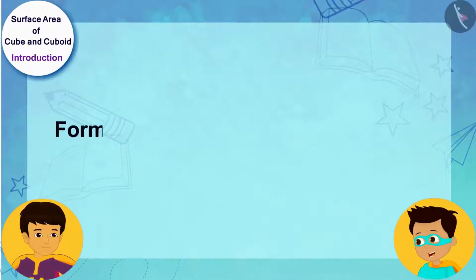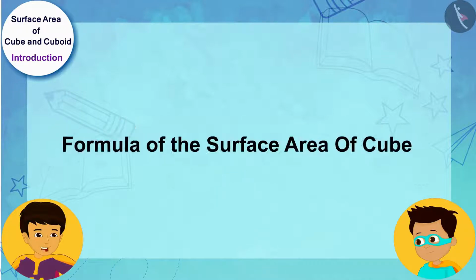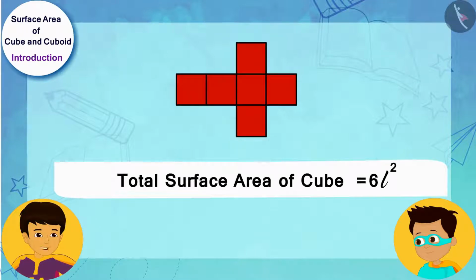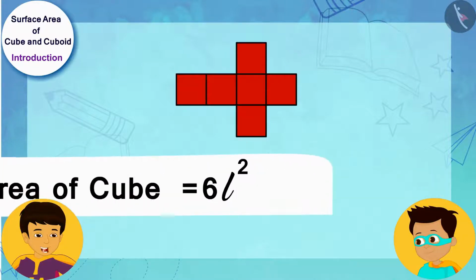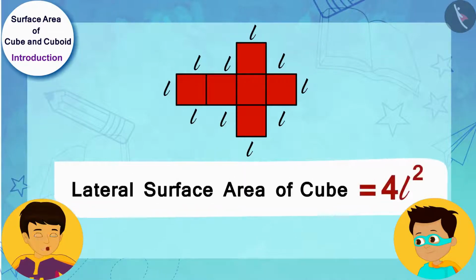In the previous class, we studied the surface area of a cube. Do you remember its formula? Absolutely. The total surface area of a cube can be determined by the area of any one side of the cube, which is square in shape, L squared, multiplied by 6, where L is the length of any side of the cube. And to find the lateral surface area of a cube, we can find the area of any one of its sides, L squared, and we will multiply it by 4.